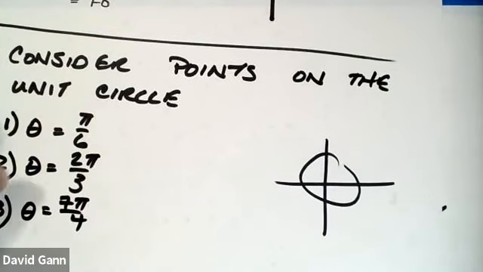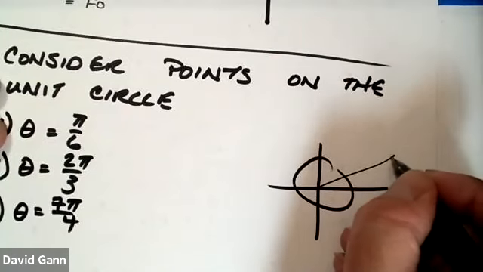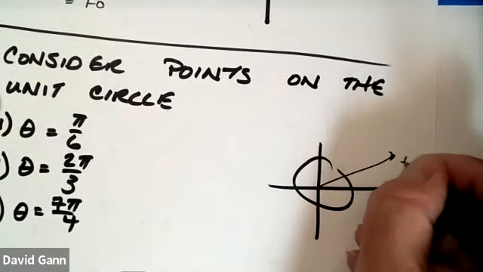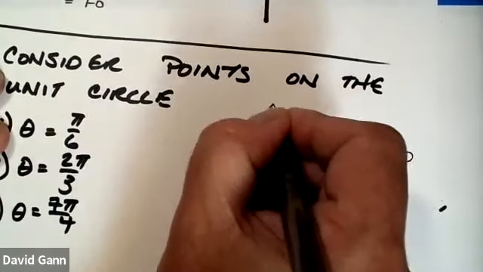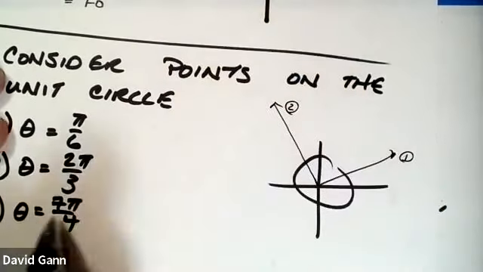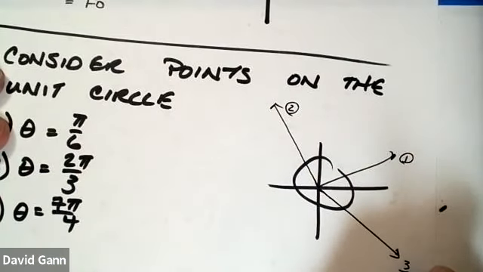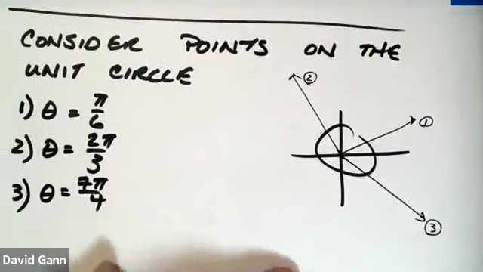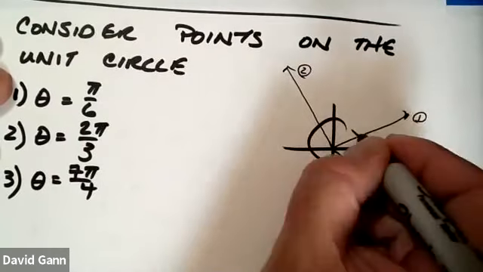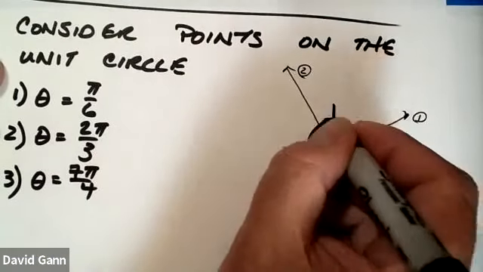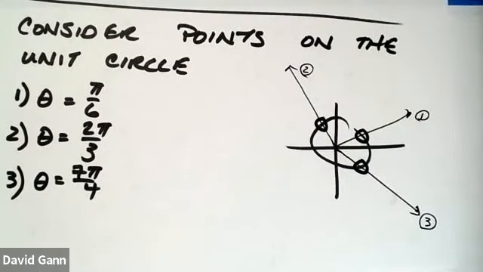Okay, so that's an angle in quadrant 1 here. That's number 1. This is an angle in quadrant 2. And this last one is actually an angle in quadrant 4. Okay, so the question being asked here is, what is the coordinate of this point? What is the coordinate of this point? What is the coordinate of this point?